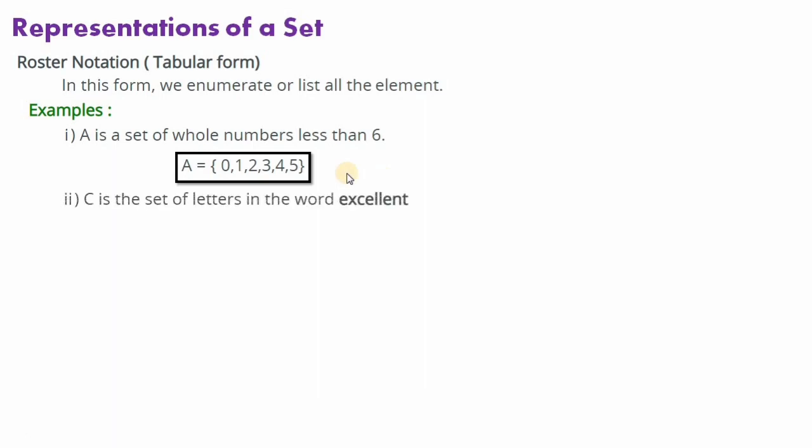Next, capital C is the set of letters in the word excellent. Let us see what the letters are: E, X, C, E, L, L, E, N and T. The set is written as: first E is written. Next is X, next is C. Again E is there, but E is already written, so I should not repeat the element. Next is L, which is written. Again we have L, but it is already written, so we should not repeat it. We have E, which is already written. We have N and we have T. So we have got these many letters in this particular set. This is the representation of a set in tabular or roster form.